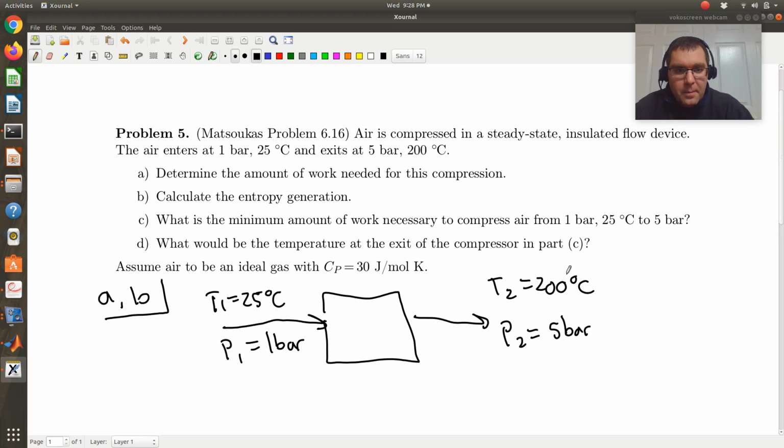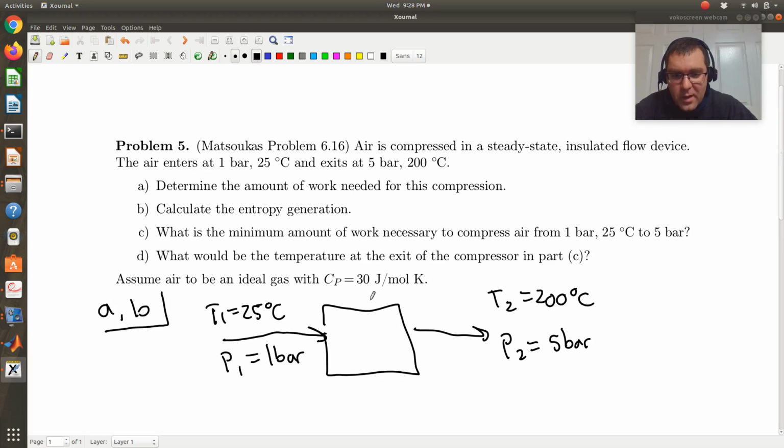Okay, it's insulated, so I'm going to take insulated to mean that there's no heat exchange between my system and surroundings. Okay, but there's going to be some necessary work. All right, so here it'll be shaft work in order to compress air from these conditions to these conditions.